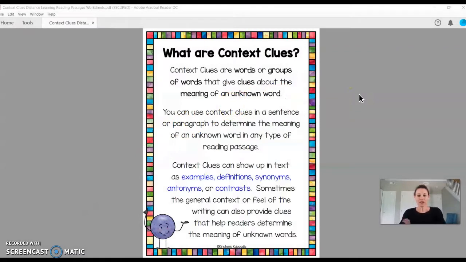And so on our screen now, we have what are context clues. Now, we already know what context clues are, so this will just be a quick review for us. Context clues are words or groups of words that give clues about the meaning of an unknown word. Y'all already knew that. You can use context clues in a sentence or paragraph to determine the meaning of an unknown word in any type of reading passage. Context clues can show up in text as examples, definitions, synonyms, antonyms, or contrasts. Sometimes the general context or feel of the writing can also provide clues that help the readers determine the meaning of unknown words.